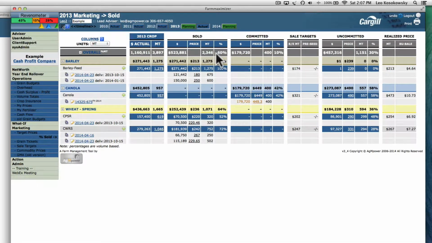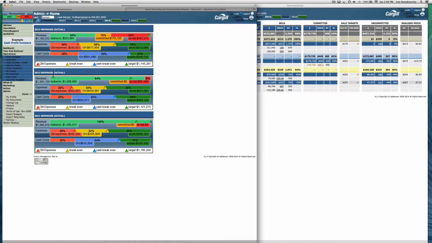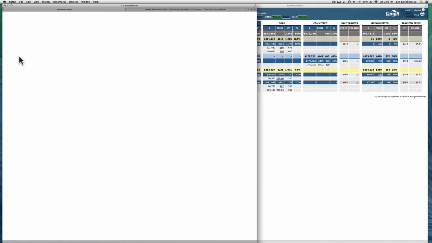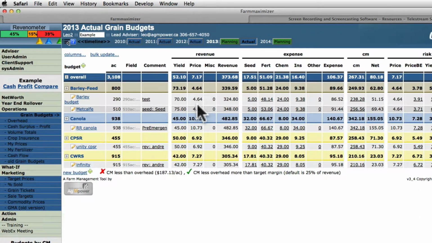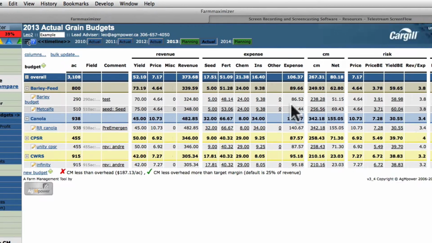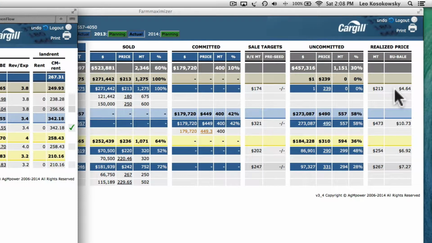At the far right of this page is calculated realized price. This price is based on the sales, commitments, and uncommitted that are all valued. This price is transferred to the grain budgets page. You will note how the prices in the grain budgets will always agree with the dollars in the realized price of percent sold.